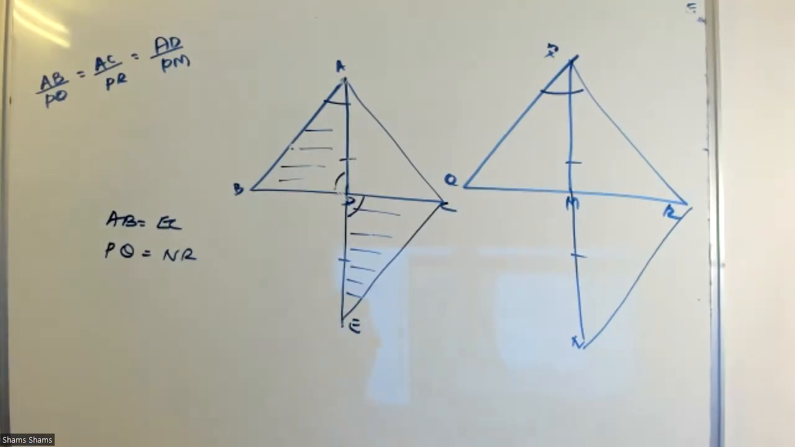Come on, I'll read again. Check your note. From the construction onwards, I'll read it. Construction: extend AD to E such that AD equal to DE and join EC. Similarly, extend PM to N such that PM equal to MN, join NR.